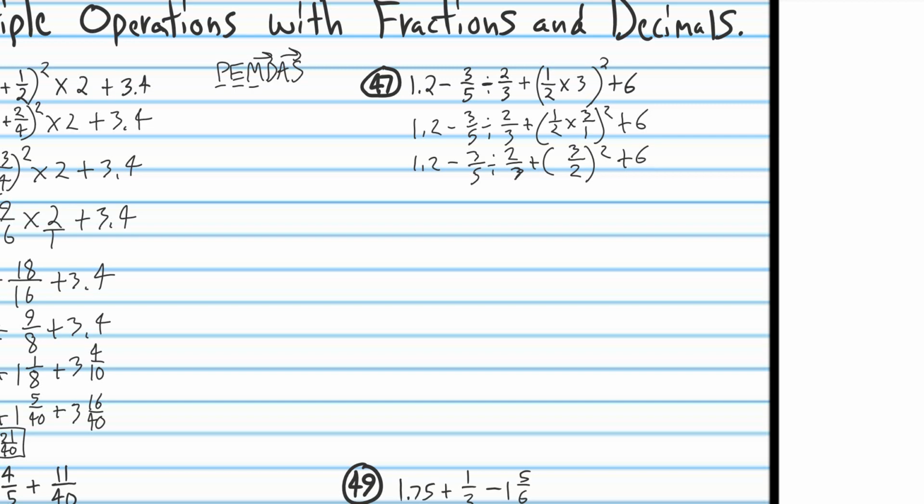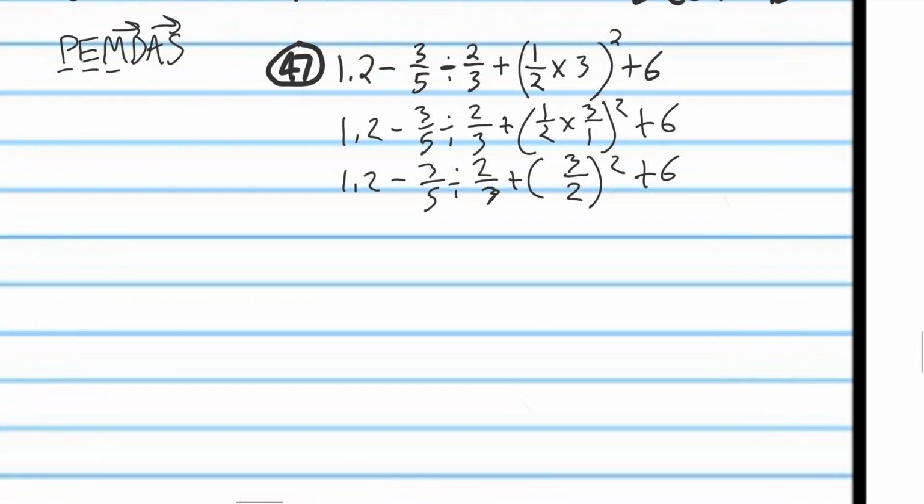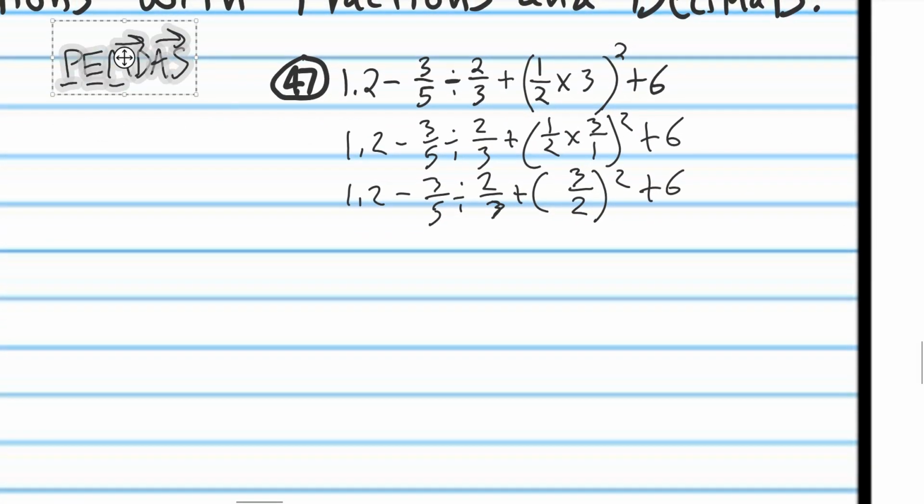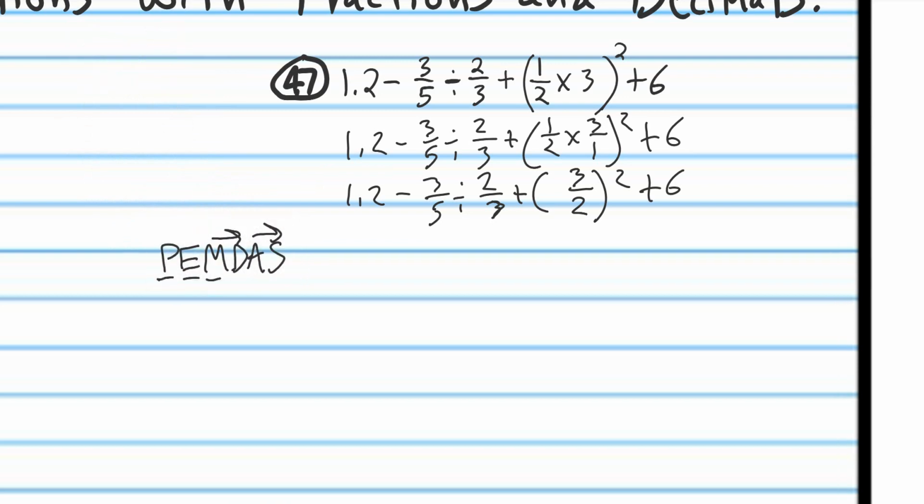So now we do exponents. That's the E part. We did parentheses. Now we do exponents. Maybe I should move my PEMDAS thing down here. So 3/2 times 3/2, that would just be 9/4.